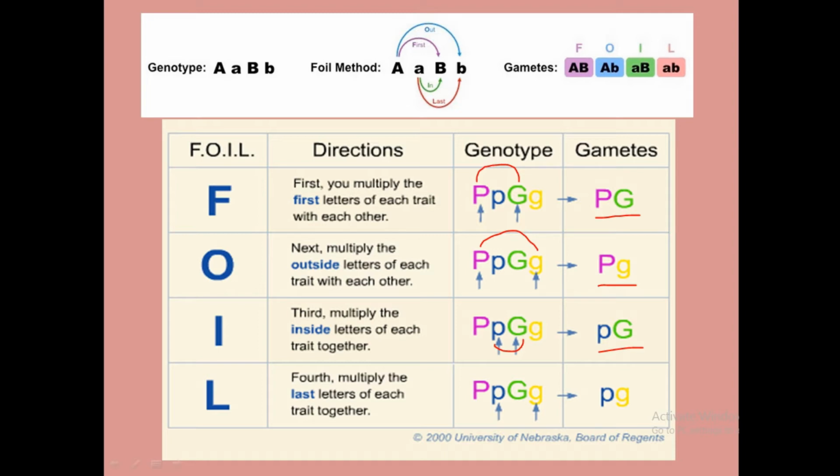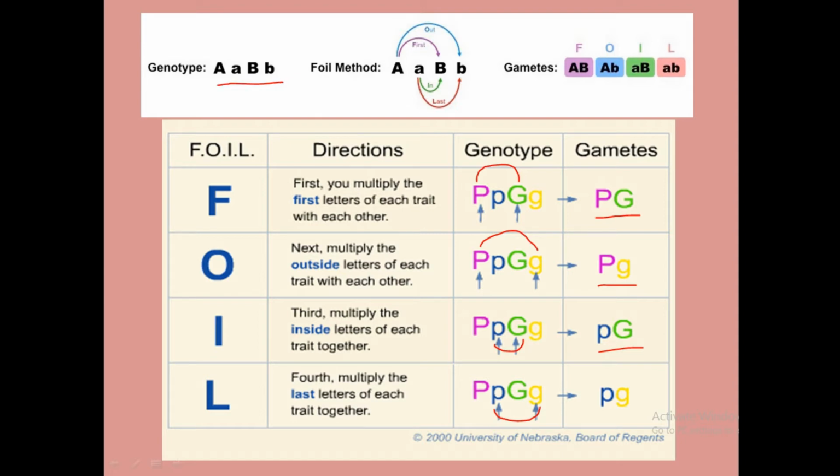Now the last one of each trait. So the last one in capital P is small p and capital G is small g. So the gamete is small p small g. Like that, here also this is another example.